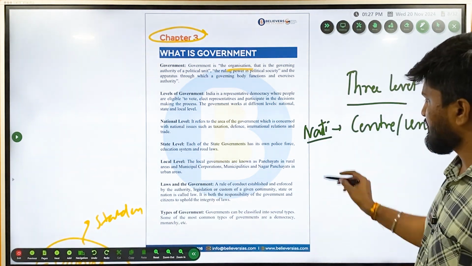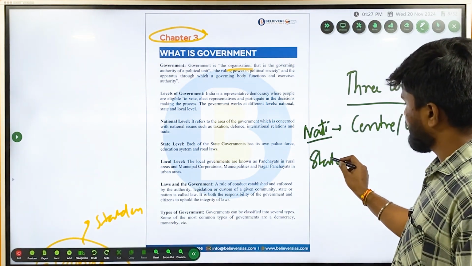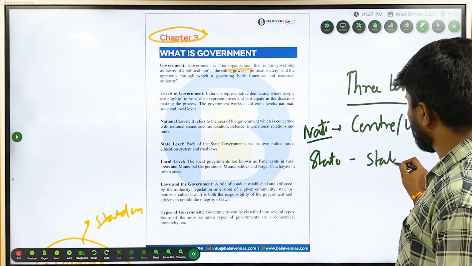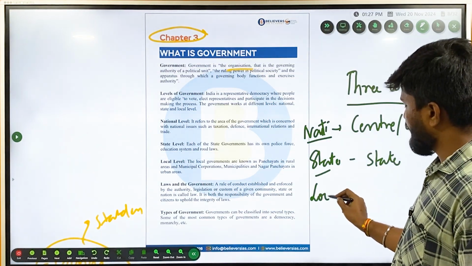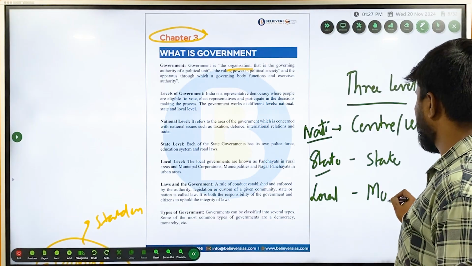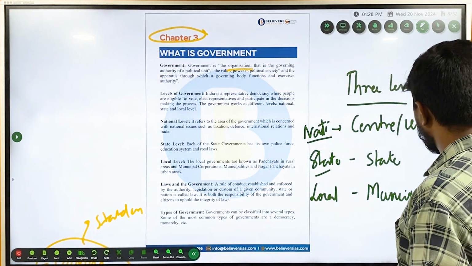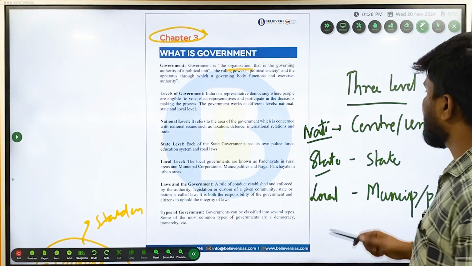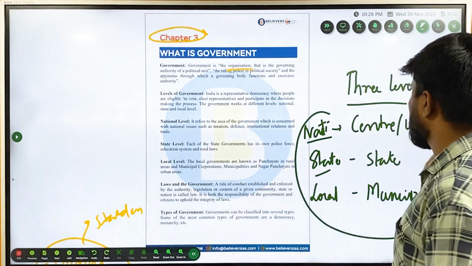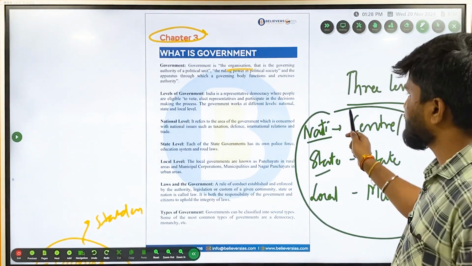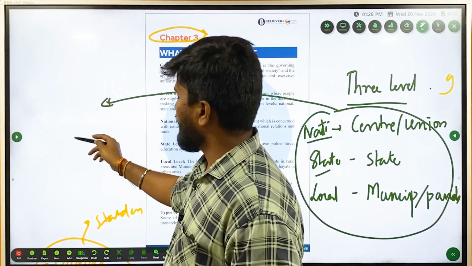Okay, at the state level there is state government, and at the local level there are municipalities and panchayats. The levels of government are not rigid. They keep changing from one country to another.